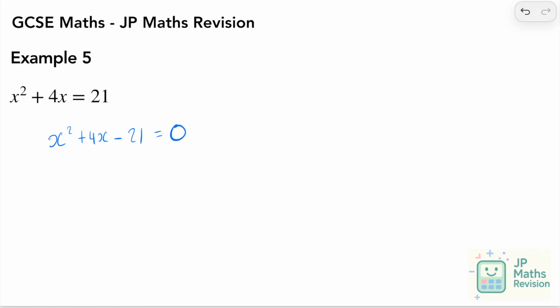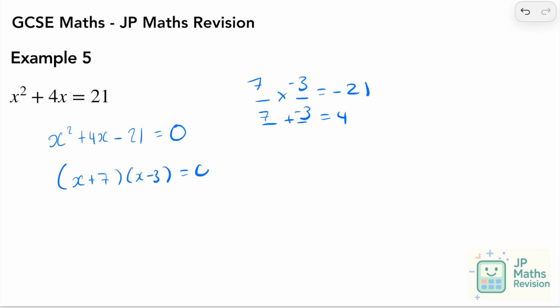This is a regular monic quadratic, so it's quite straightforward to factorise. We just need to think of two numbers that multiply to make minus 21 and add to make 4. So two numbers that multiply to minus 21 and add to 4, we're going to have 7 and minus 3. So it's just going to be x plus 7 and x minus 3 equals 0. So again, to make this equal to 0, x needs to be minus 7, and to make this equal to 0, x would need to be 3. So the two solutions are x equals minus 7 and x equals 3.